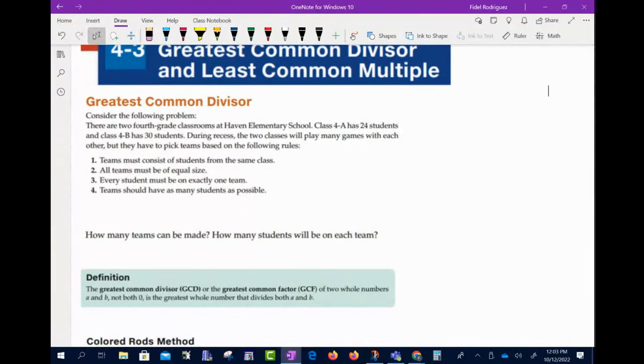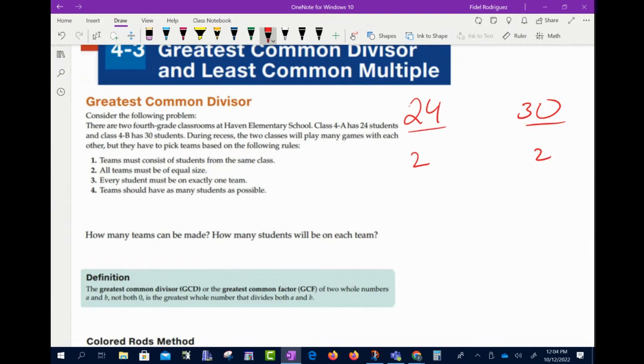So let's do this. We have two classes. The first class has 24 students and the other one has 30. What we're trying to do is make teams from each class so that there's the same number of students on each team. One thing we could always do is make teams of one, but that's kind of a boring team, you know what I mean? Because you're not going to have any teammates. But we could have teams of two. And how do I know that? Because 2 goes into 24, 2 goes into 30, right?